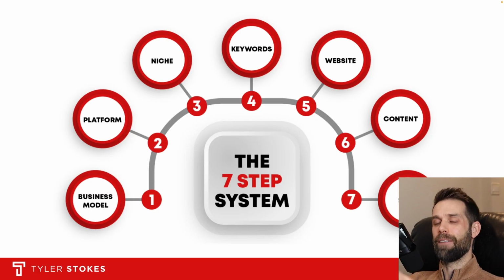So if we jump over to the screen, we can see that I'm using this 7-step system, and basically we've gone from step 1 all the way to step number 4. So we talked about our business model, that's affiliate marketing. We talked about the platform that we're going to be using. So we're going to start with a theme-based content website, building an authority site, and then we're going to branch out and build a brand and repurpose our content on some other social media platforms.